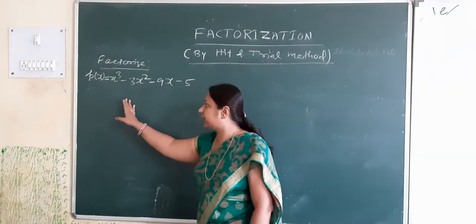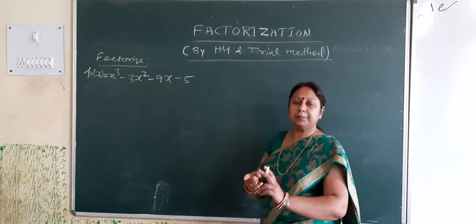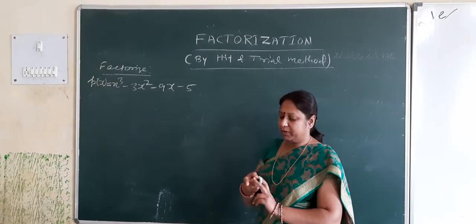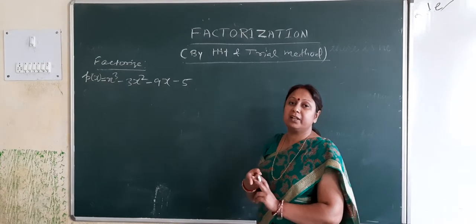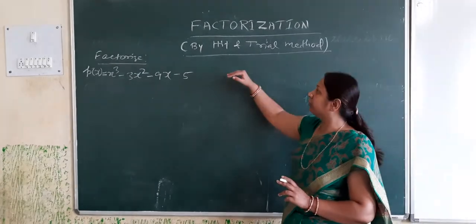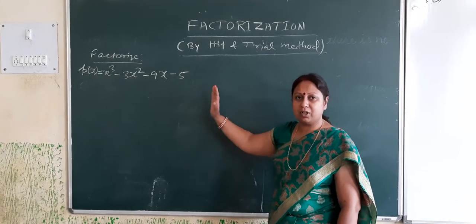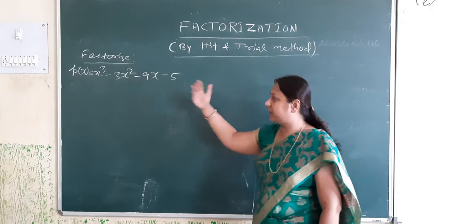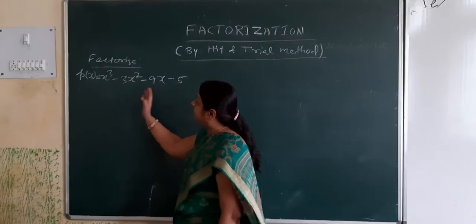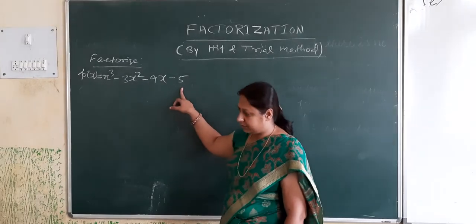So we have to find the factors. If we couldn't find them by the first method, second method, third method, that is by taking common factor, by algebraic identities, and by middle term splitting method, if all these three methods flop, then only you have to use this method, hit and trial method. So see nicely how to solve any cubic or more than 3 degree polynomial by using hit and trial method. So now we have a cubic polynomial x cube minus 3x square minus 9x minus 5.